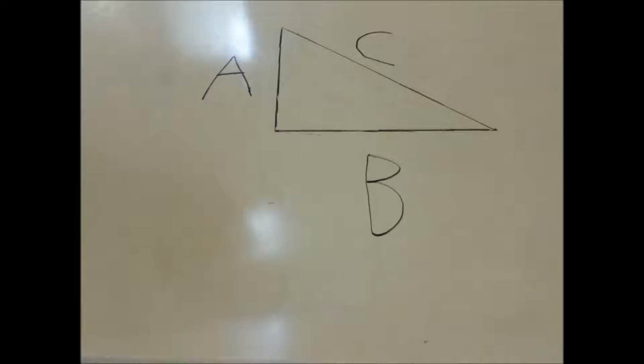Here we see that we have a triangle with a side length of A on the short leg, a side length of B on the long leg, and a side length of C on the hypotenuse.